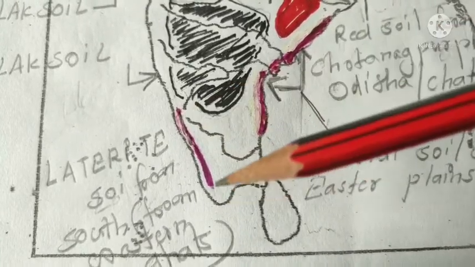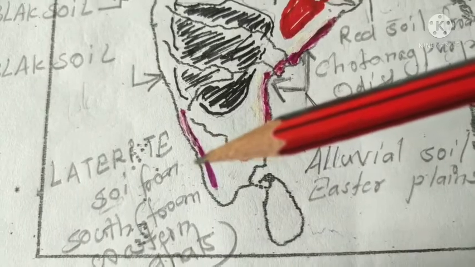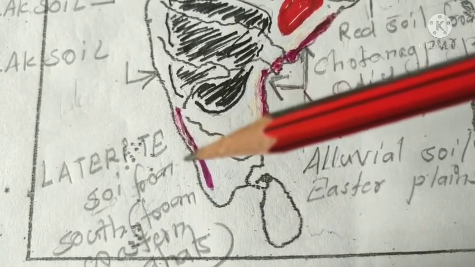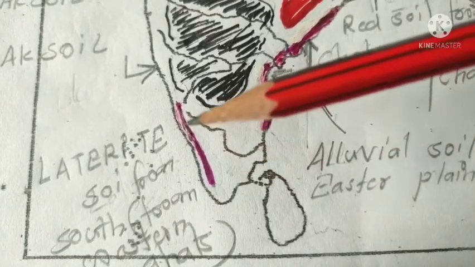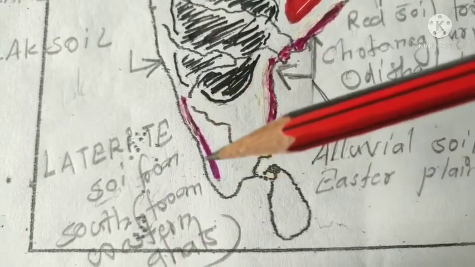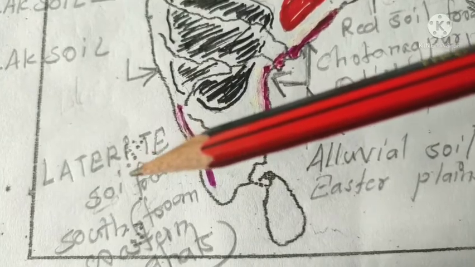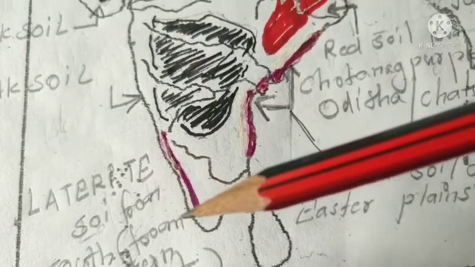But while marking, this is not supposed to touch the coastal areas nor the rivers. If it touches the coast and the river, you will not get the mark. So without touching the river and the coastal areas, you have to mark a narrow line here and label it laterite soil from the south.